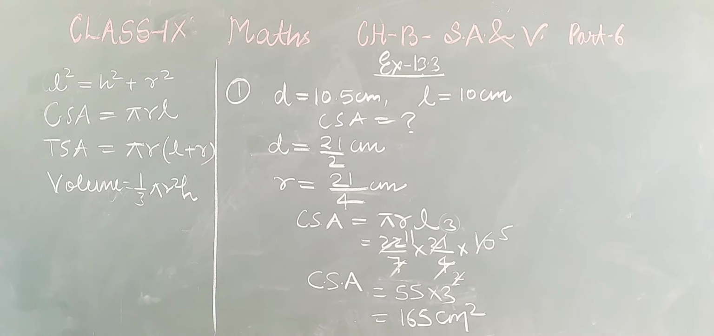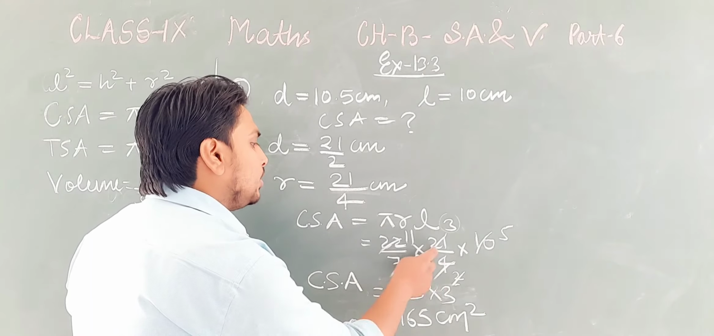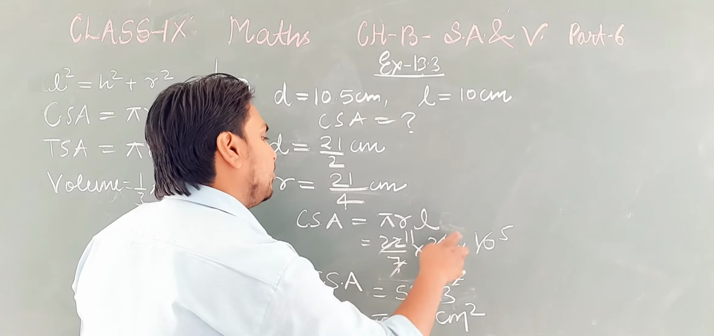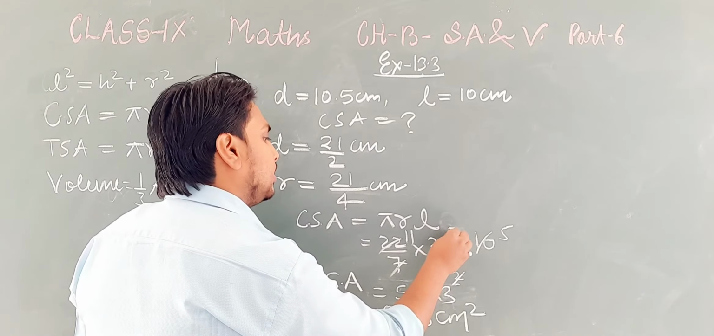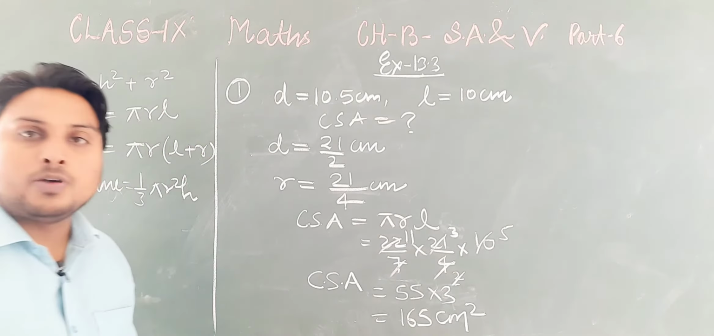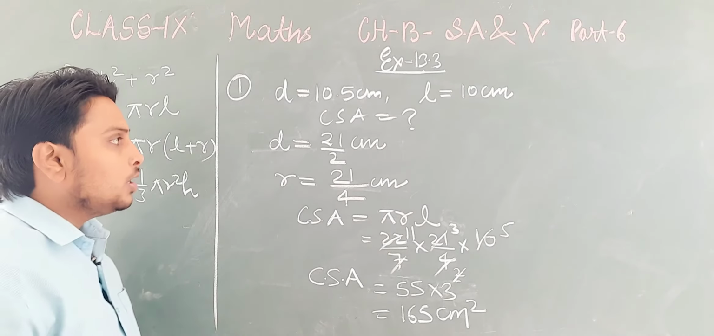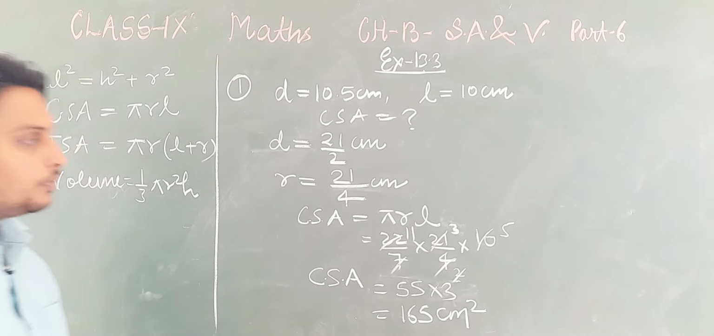Okay, this is only calculation, you can do it by yourself. 7 3s are 21, 3 is 3 I have written upside, that's why it was left. So after calculating it, what we will get? 165 centimeter square. Okay, now pause the video and note it down.